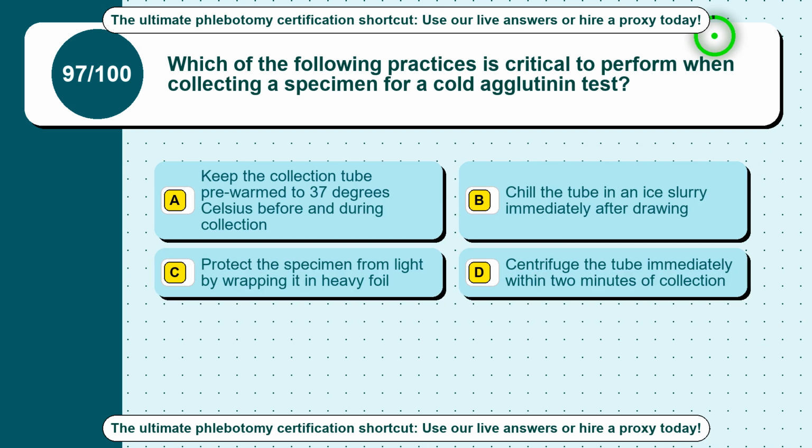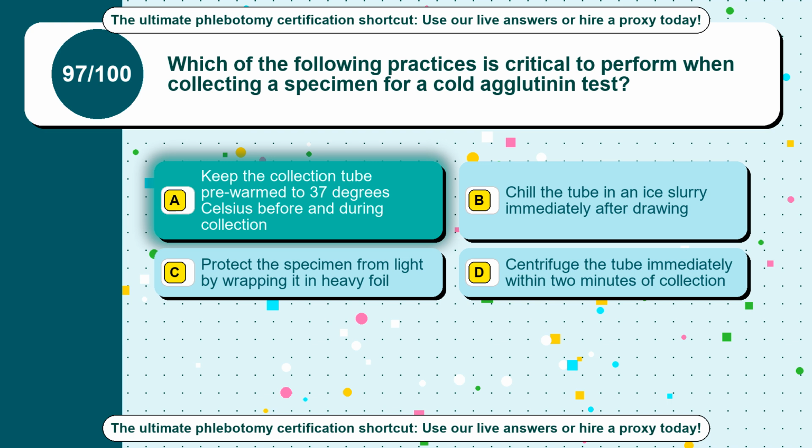Question 97. Which of the following practices is critical to perform when collecting a specimen for a cold agglutinin test? Option A, keep the collection tube pre-warmed to 37 degrees Celsius before and during collection. Option B, chill the tube in an ice slurry immediately after drawing. Option C, protect the specimen from light by wrapping it in heavy foil. Option D, centrifuge the tube immediately within 2 minutes of collection. The correct answer is option A, keep the collection tube pre-warmed to 37 degrees Celsius before and during collection.